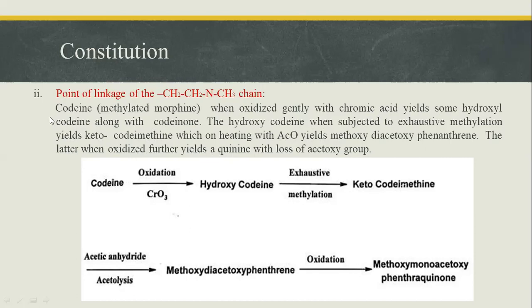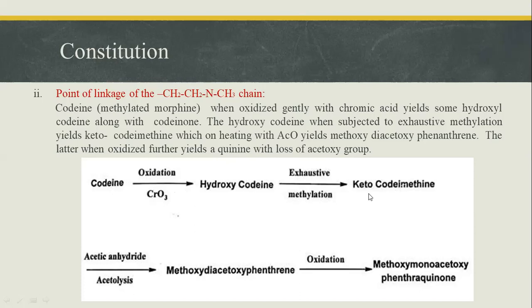So we can write down all the sequence of the reactions. We have taken codeine. What is codeine? Codeine is nothing but methyl morphine. This on oxidation gives hydroxycodeine. So this hydroxycodeine on exhaustive methylation gives ketocodimethine. That is, the hydroxy group is oxidized to the keto group.